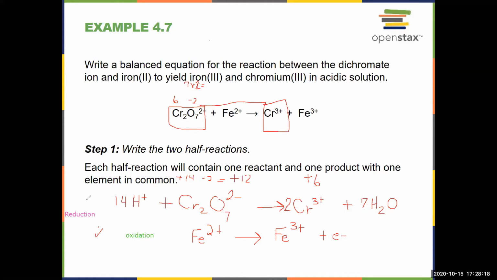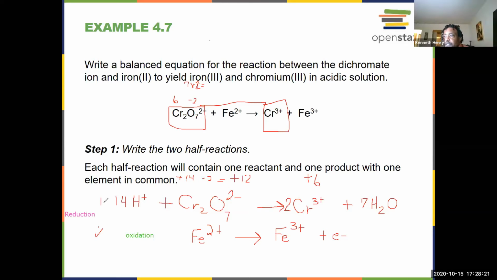Electrons. How many electrons do I need? 6. Oh, my bad, on that side. You said 7? No, I said 6. Okay, 6 electrons.